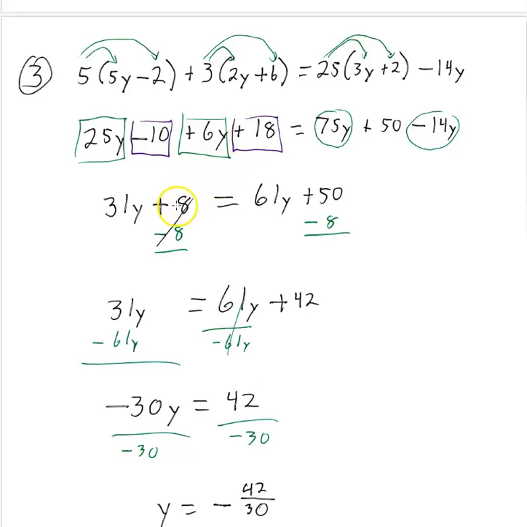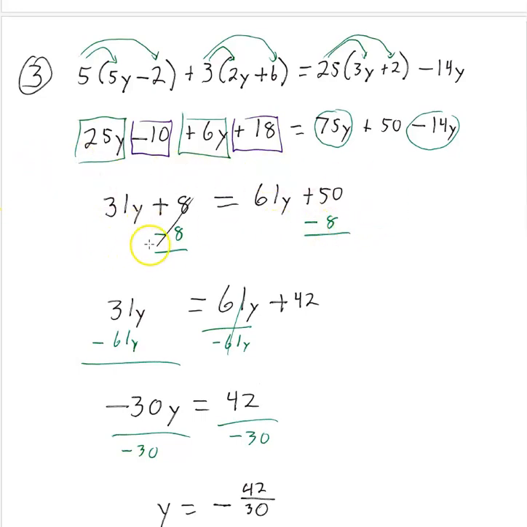Negative 10 plus 18 gives me plus 8. On the right side, I can't do anything with 50, but I can combine this 75y and this minus 14y to give me 61y. Okay, so look where I am, where I want to be.